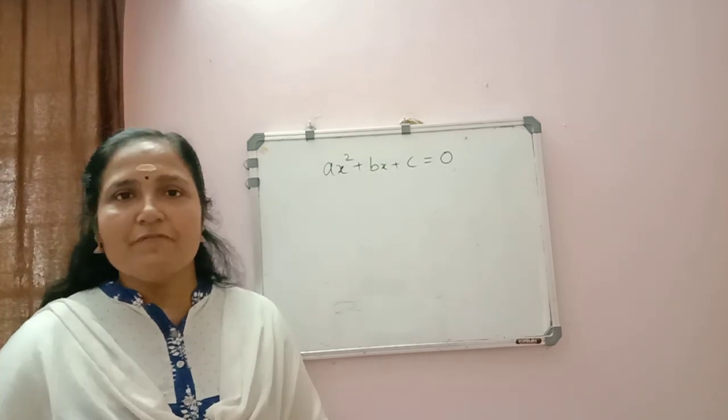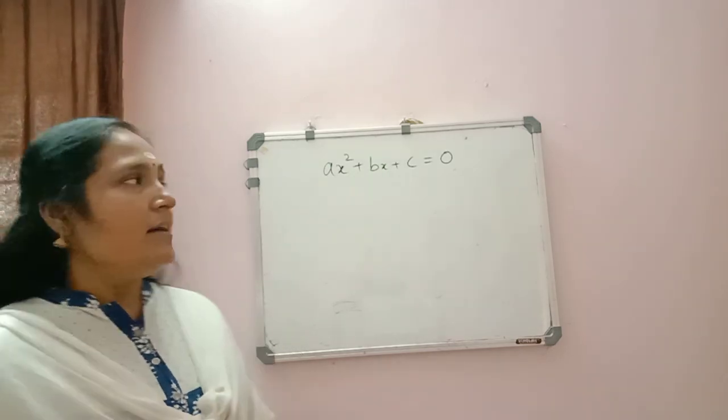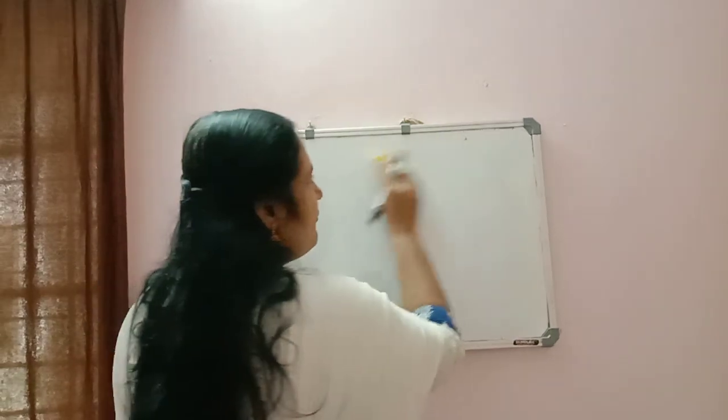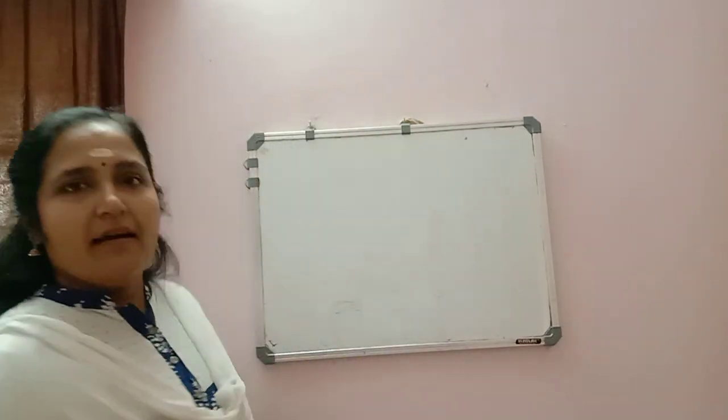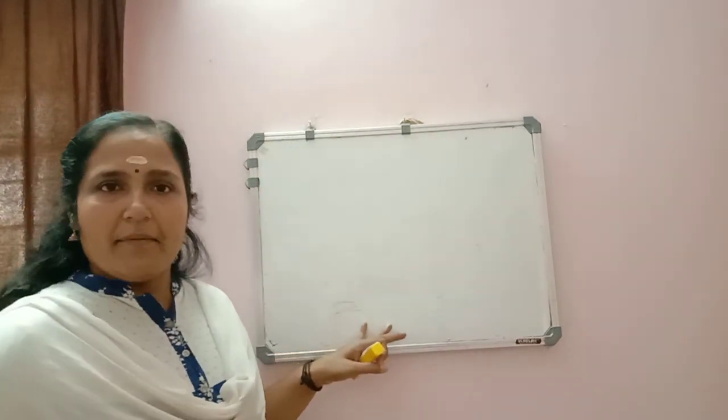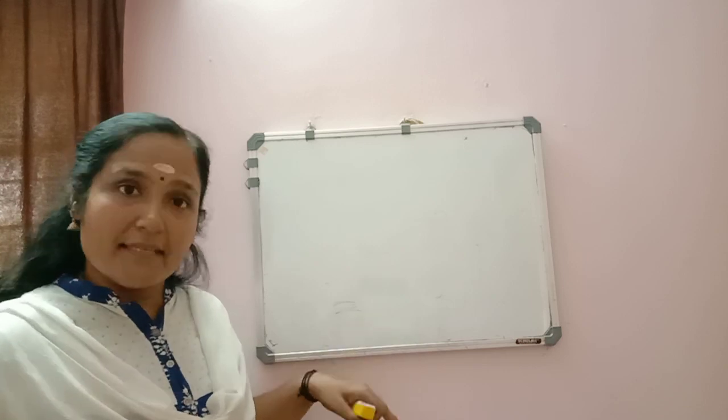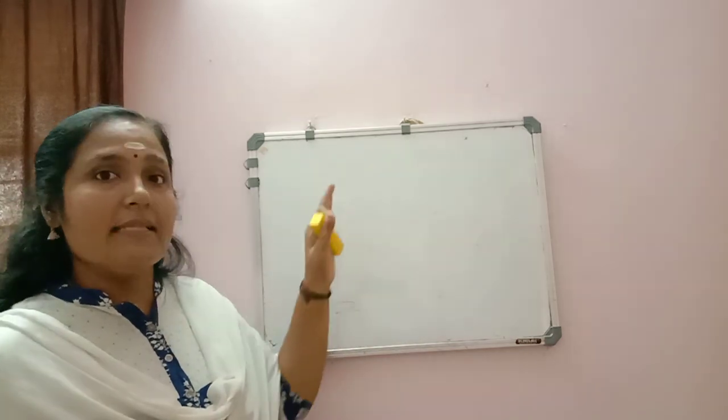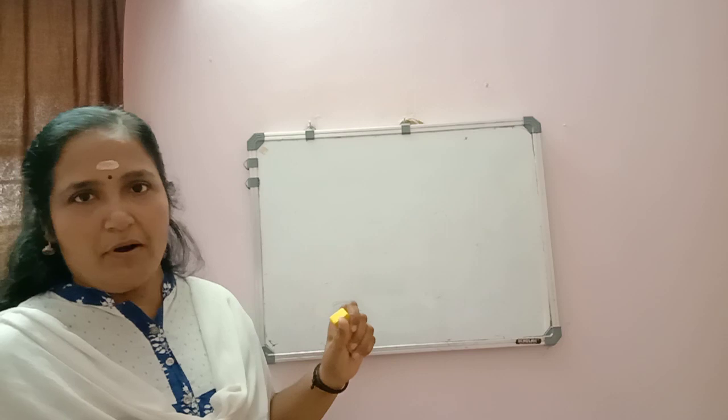Now in exercise 4.1, the next one is solution of word problems. That I will not take, but before that we'll discuss how to find out the zeros of a quadratic polynomial.